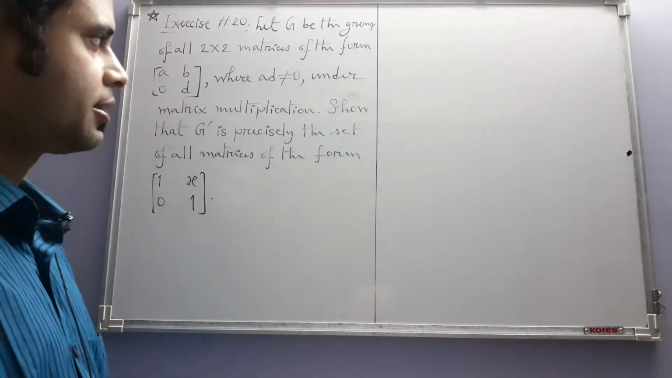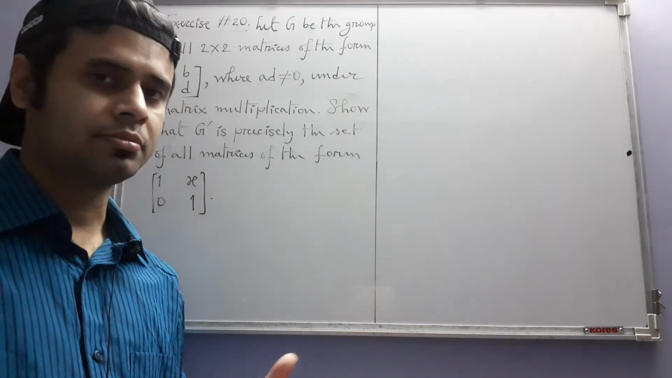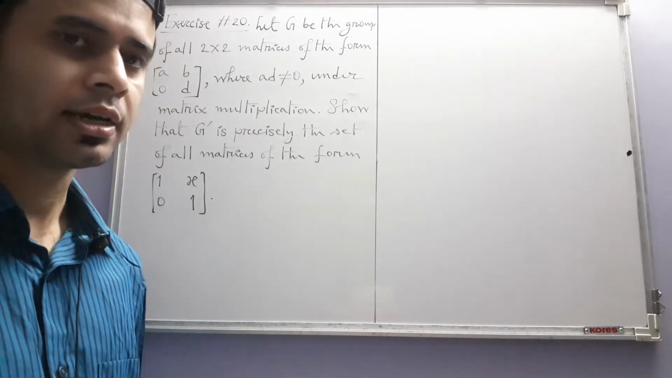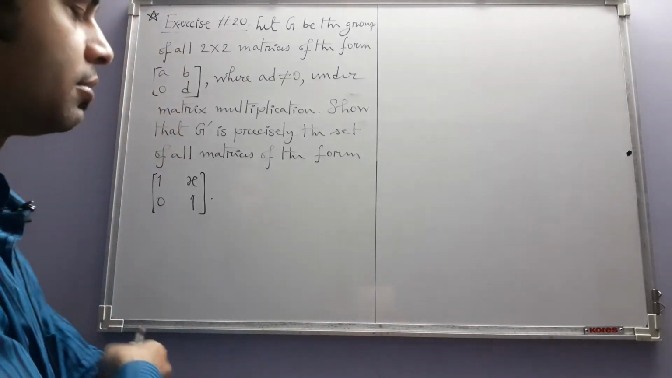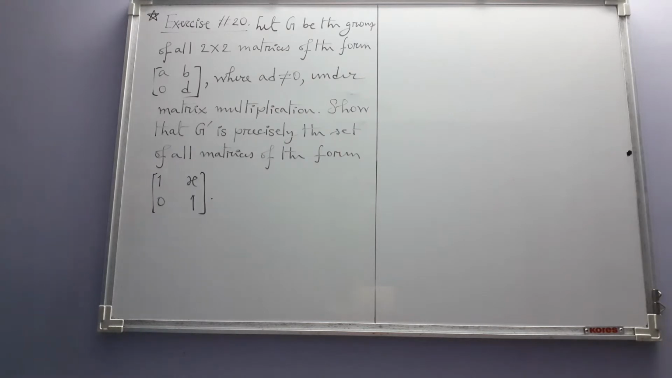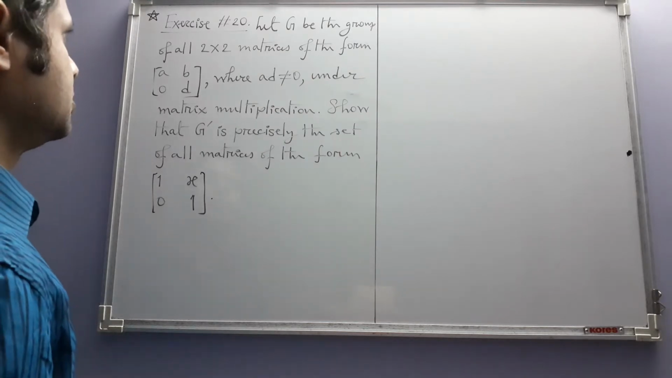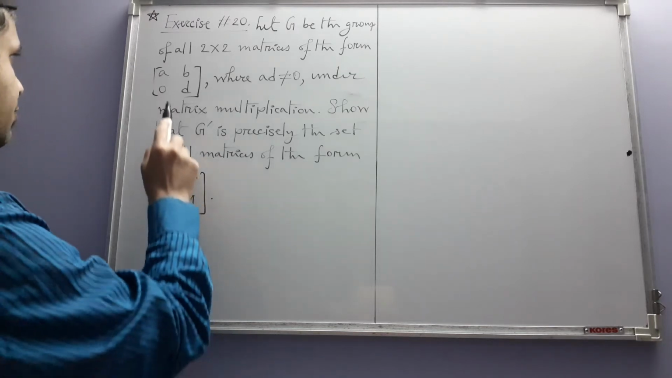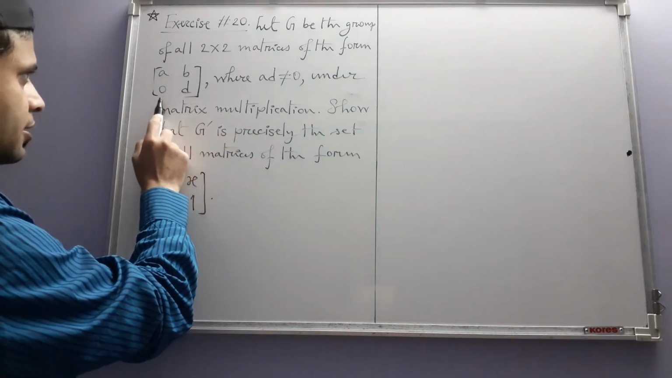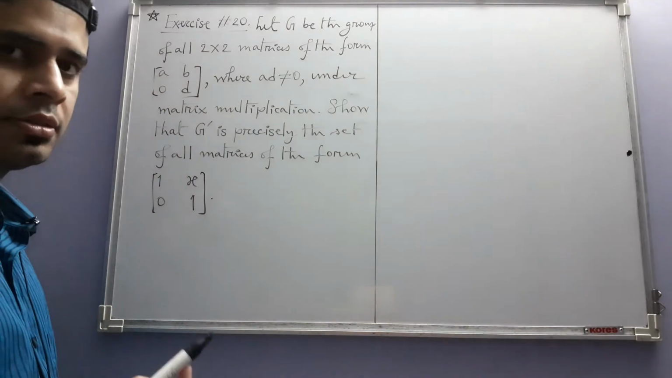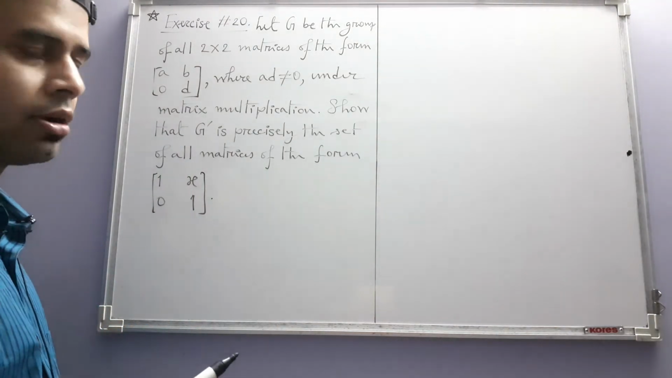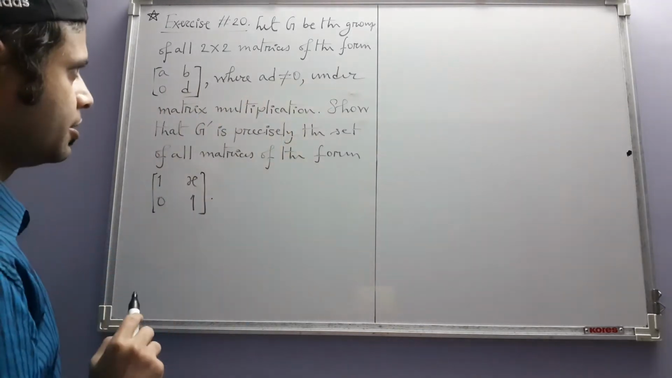Okay, so let us continue with the solution of this problem. This is where we left in the class video. So the exercise here is this. G is the group of all 2 by 2 matrices of this form where the second row first column entry is 0 and the matrices are also non-singular, that is AD is non-zero.